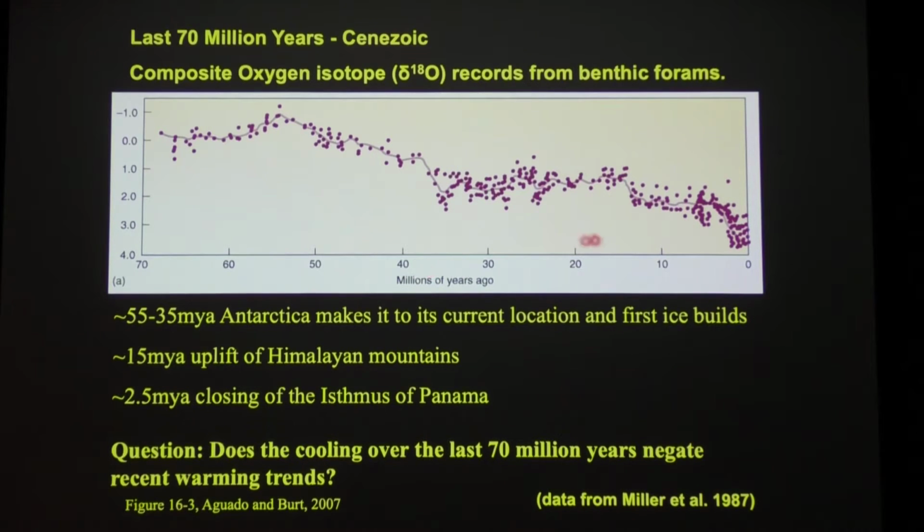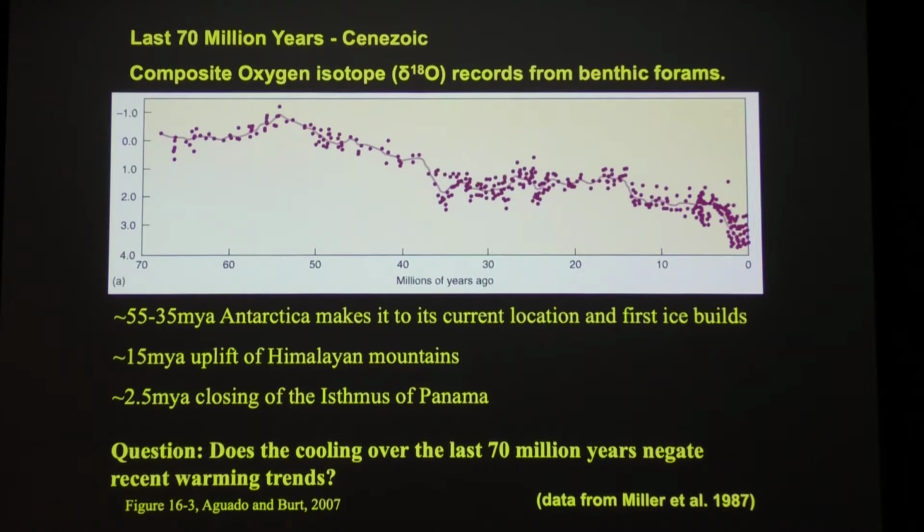There's another inflection point that occurs about 15 million years ago, and that's associated with the uplift of the Himalayan mountains. And then the third tectonic component as it relates to climate change on this time scale is right down here at the edge of this graphic about 2.5 million years ago, and that's the closing of the Isthmus of Panama. And what that did is that actually changed ocean circulation, which led to a change in overall global climate.